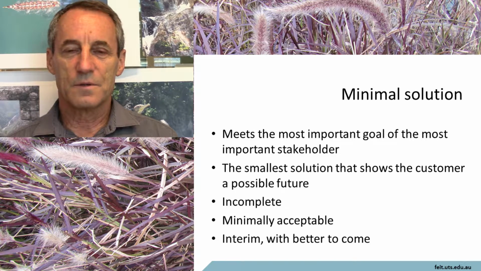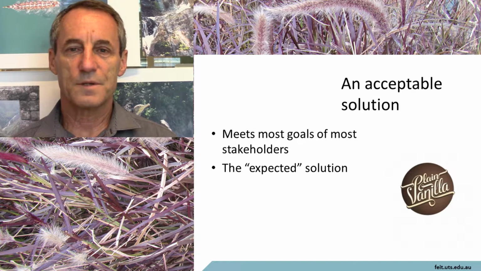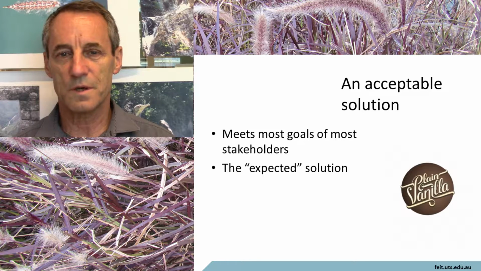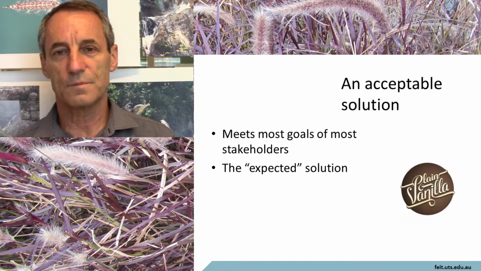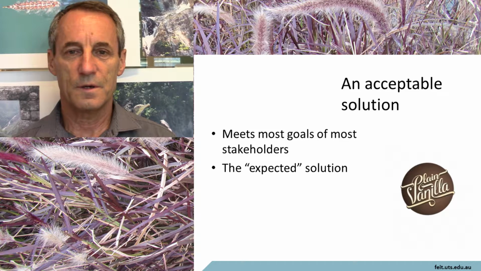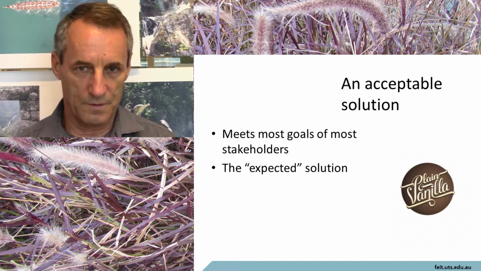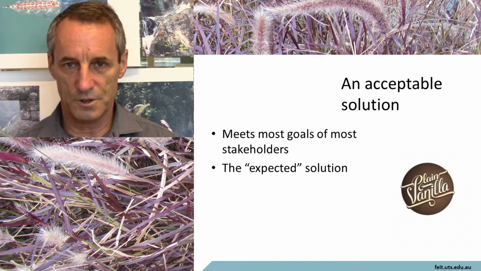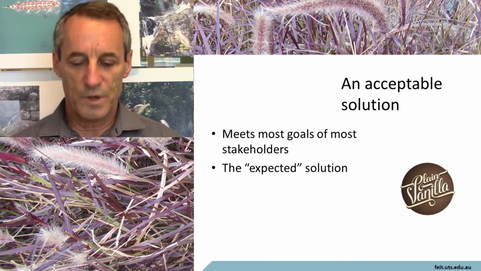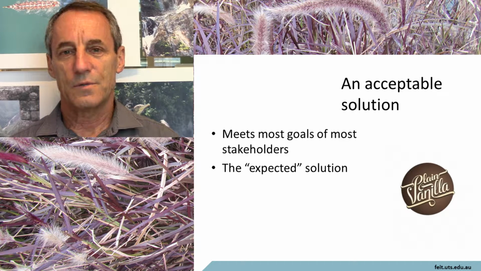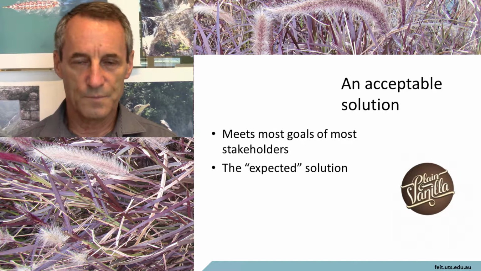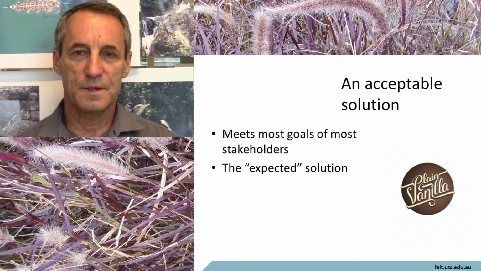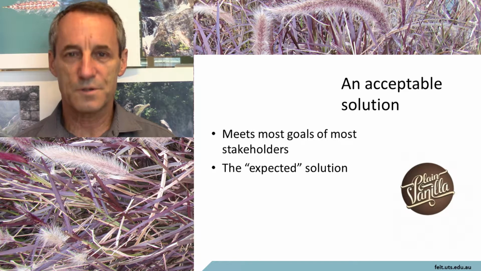Now we're aiming for the acceptable solution. That is, solutions that meet most goals for most stakeholders. This is roughly what most people sign up for. This is the solution they want, and we're aiming for that. And essentially, if we deliver that, in theory, we're finished. In practice, though, if your Agile approach has worked well, you'll have time and money left over. Possibly not a lot, but enough to try for a better solution.